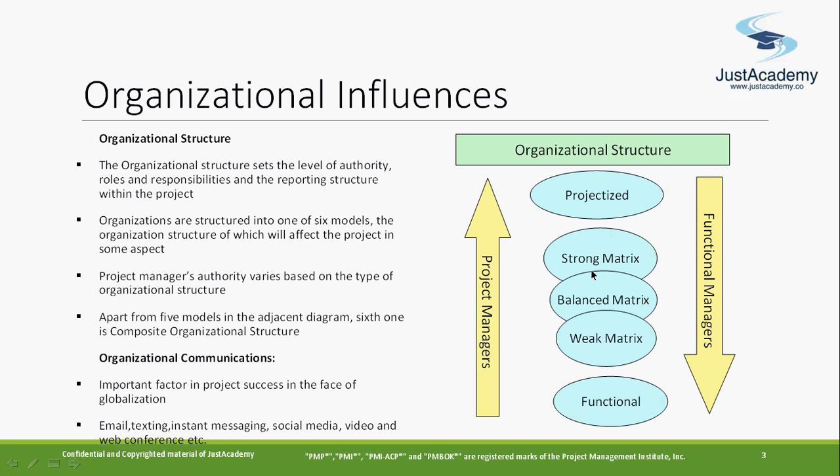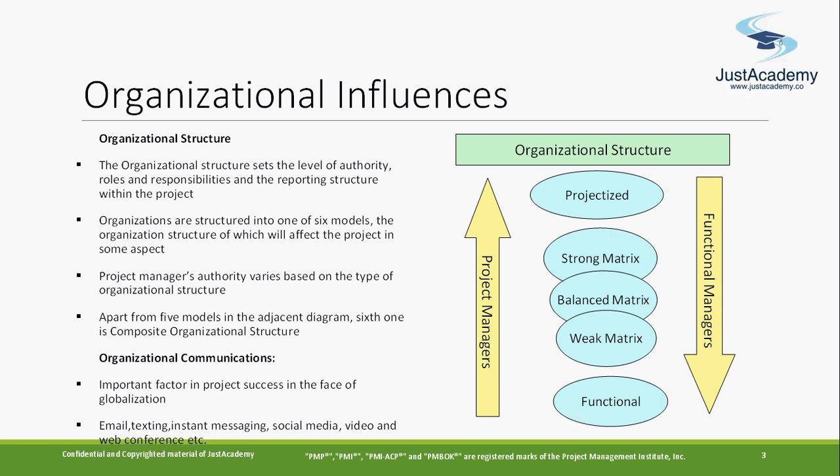On a high level there are 3, but within the matrix there will be another 3 categories, which are called weak matrix, balanced, and strong matrix. Now, which one is called functional? Which one is called projectized? We're going to discuss those more in the coming slides. But on a high level, let me give you a picture.